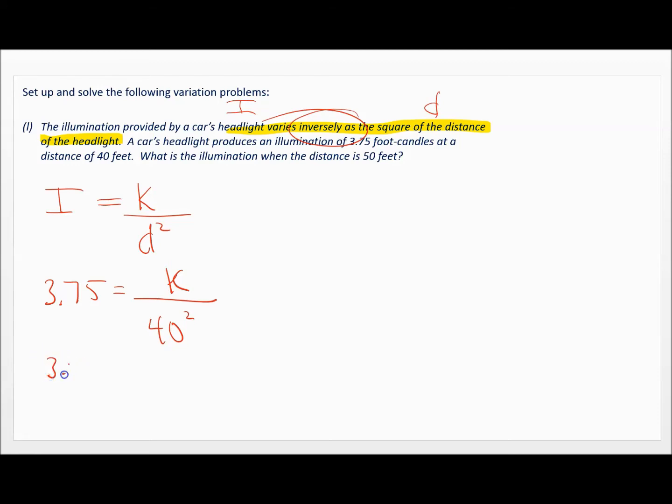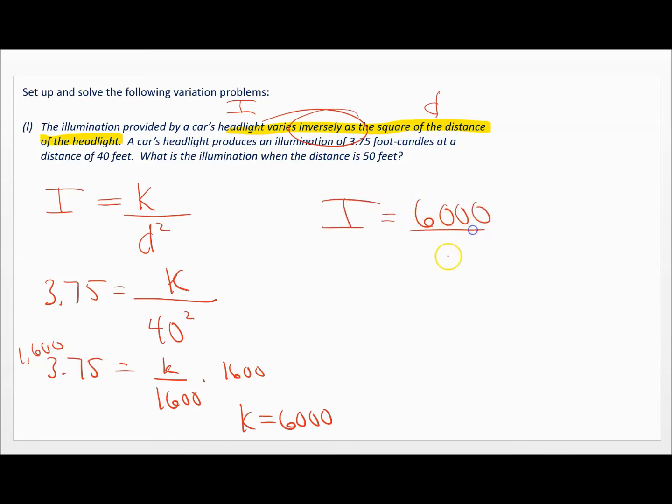I'm going to solve for K. First, by simplifying 40 squared. You really didn't have to calculate 40 squared. You could have just typed that in, but that is 1,600. And to solve, I'm going to have to multiply both sides of this equation by 1,600. So basically 1,600 times 3.75, and that's going to give me 6,000. So K is equal to 6,000. All right? So that's my constant of variation. This doesn't have units. So I have I is equal to 6,000 divided by D squared.